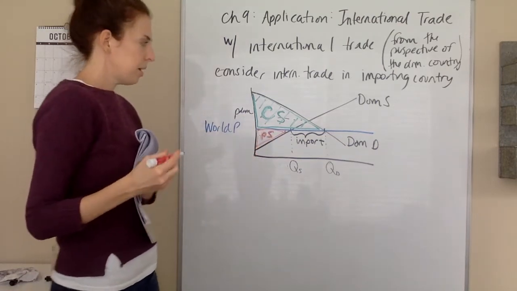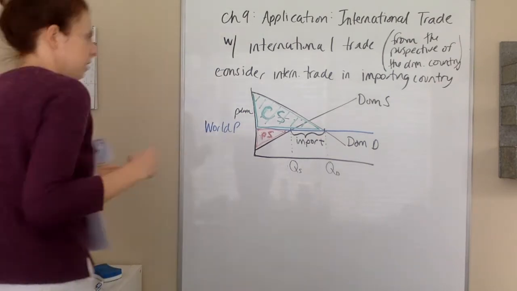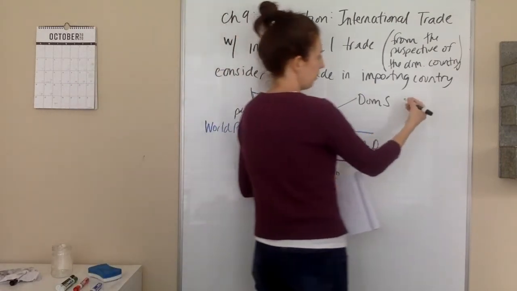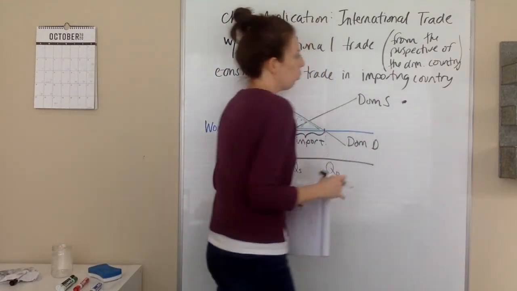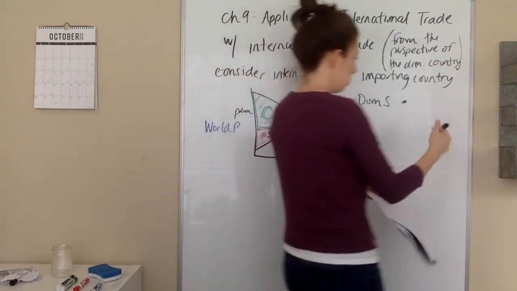And now let's make some statements about welfare. Same as before when we were looking at exports, when trade happens and there's importing, there is more efficiency.